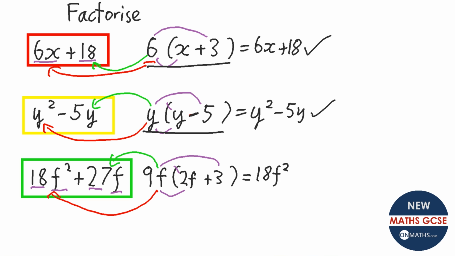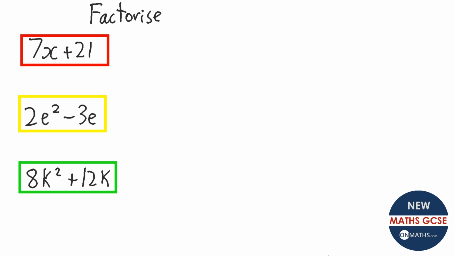Okay, we've got 9 times 3 is 27. And so we've got that f as well, because it's 9f. And let's have a look, let's compare it, and that is the same. So we know that that is the correct answer. Okay, have a go yourself.